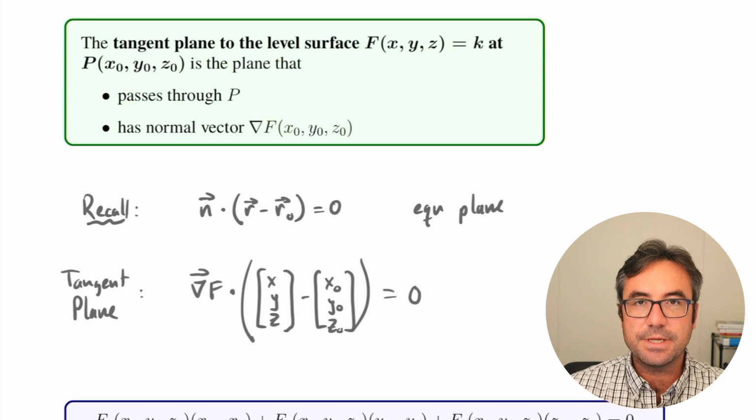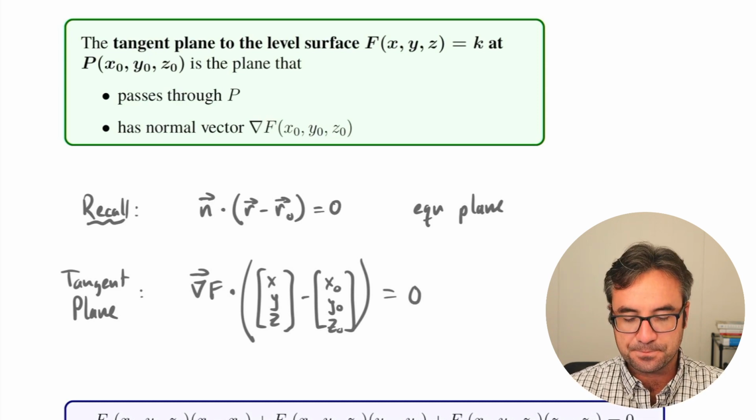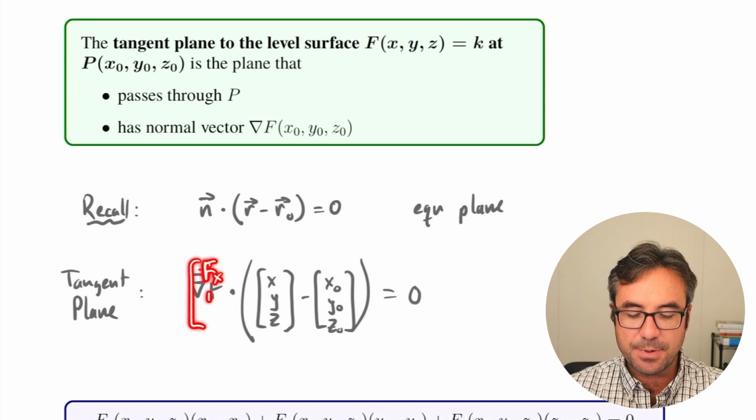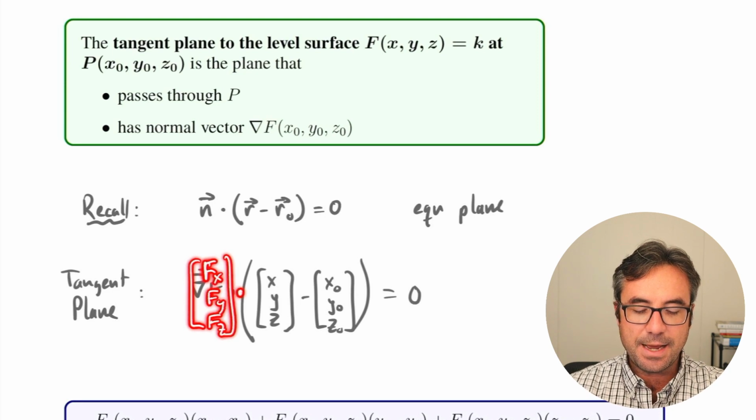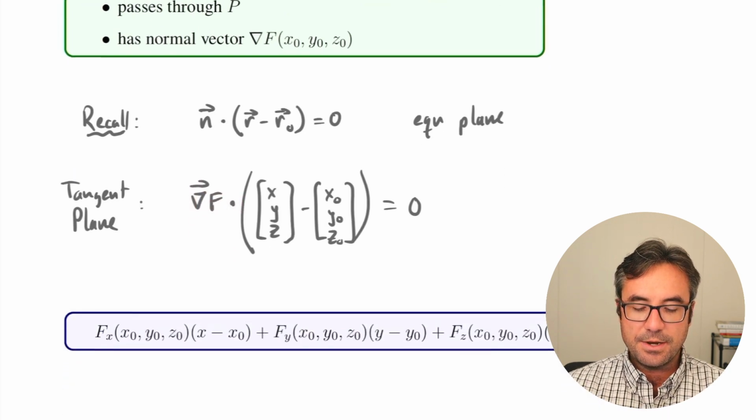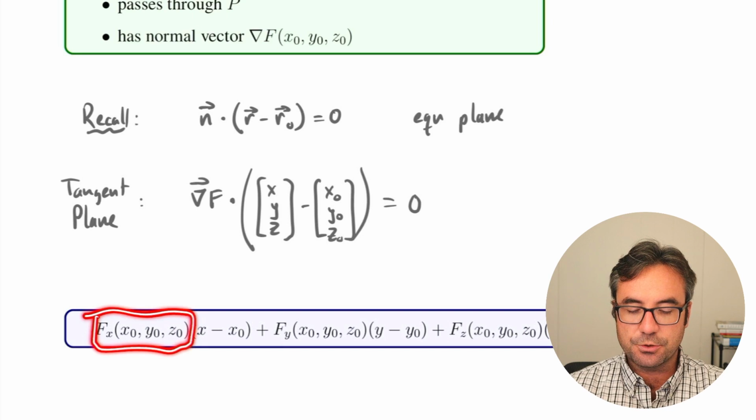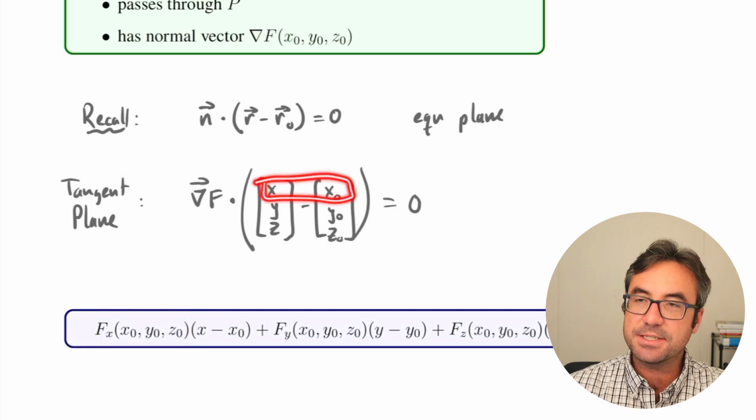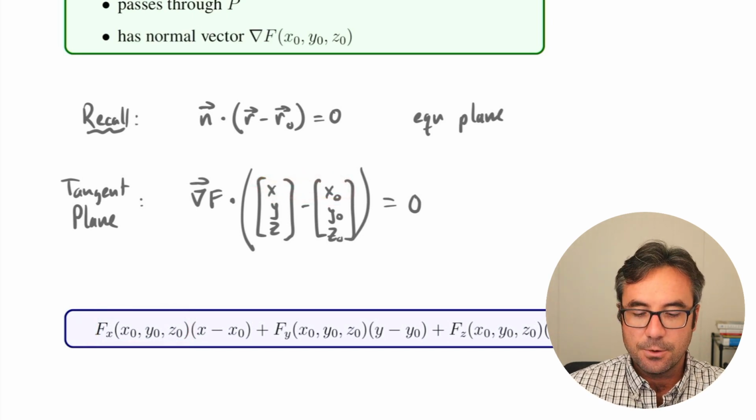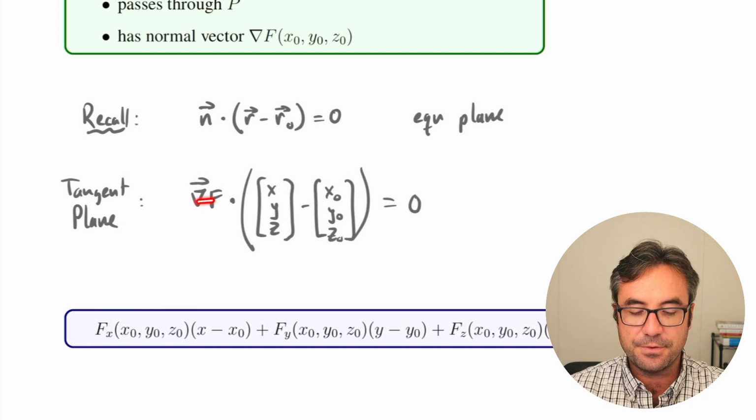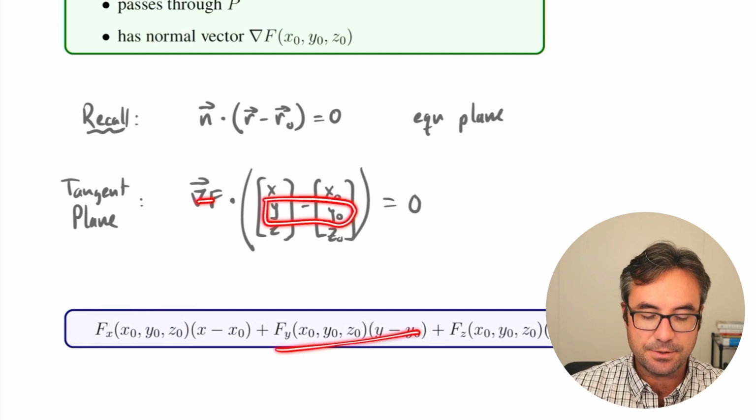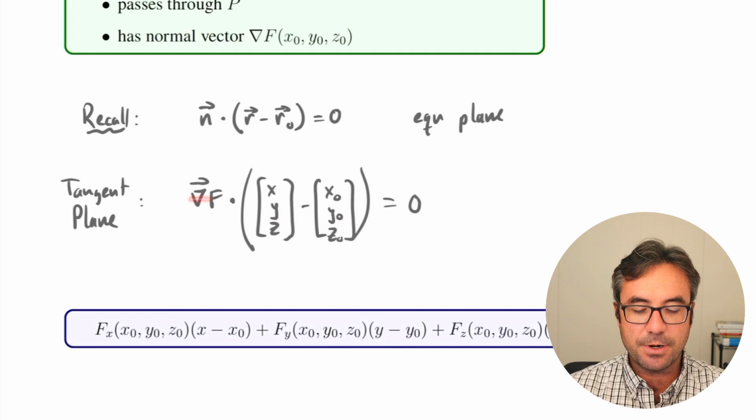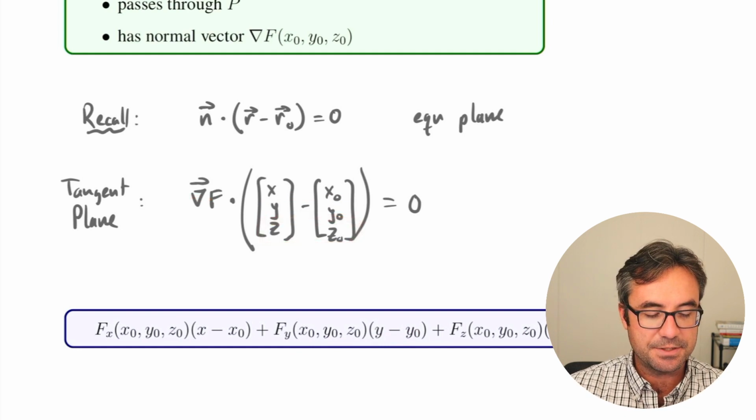And so if we actually calculate this and work it out, remember the gradient is the x partial, y partial, and the z partial. If we do that dot product, we end up with the x partial derivative times x minus x0. We get the y partial derivative times y minus y0. And then we get the z partial derivative times z minus z0. And this is all equal to 0.